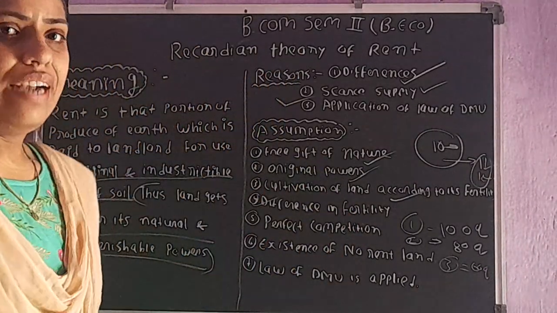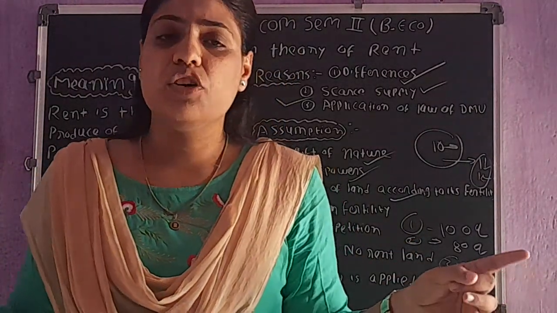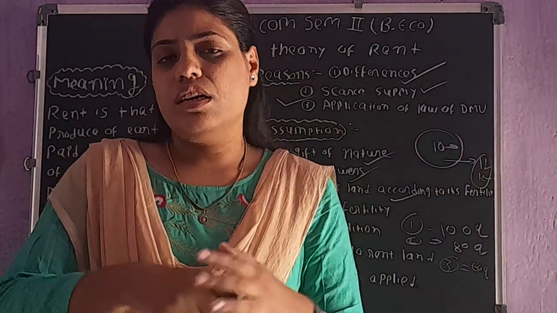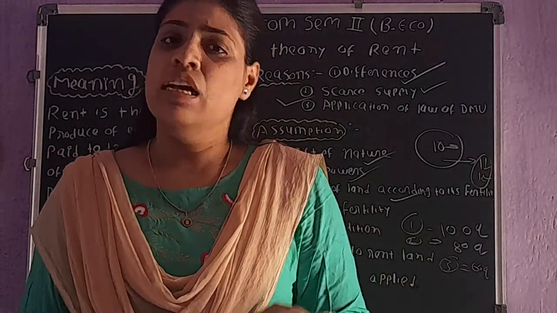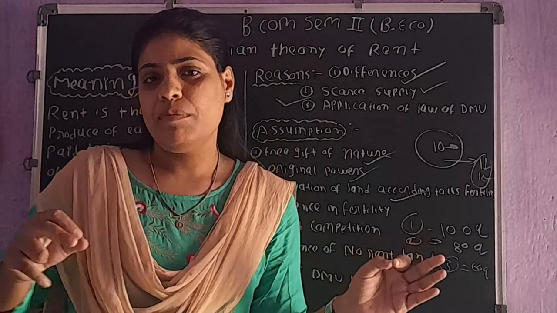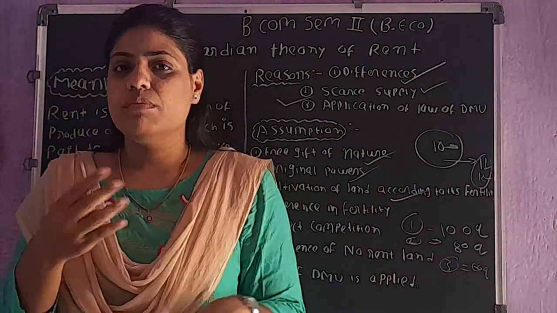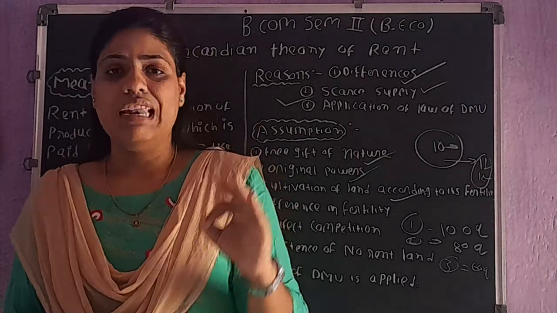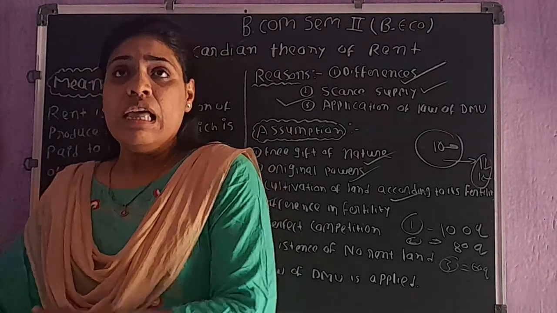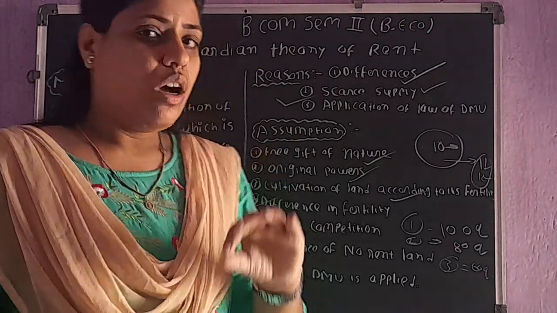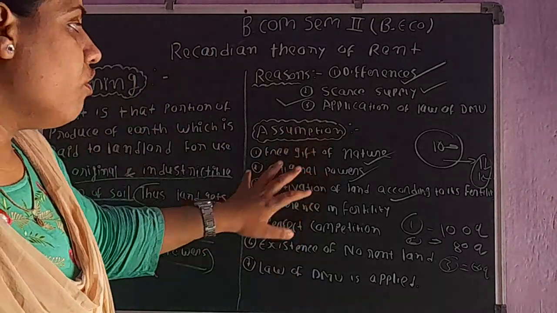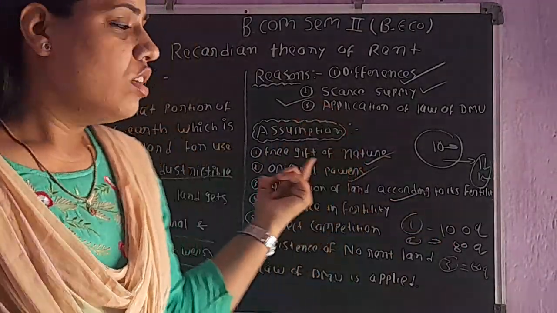As I have told you, there are always differences in the fertility of different lands which are situated in different areas. Some lands may be more fertile, some lands may be less fertile. So if lands are more fertile, you are going to get a better amount of output. If the lands are less fertile, you are going to get a smaller amount of output. Okay, so there is always a difference in the fertility of land, and it is assumed in this theory.